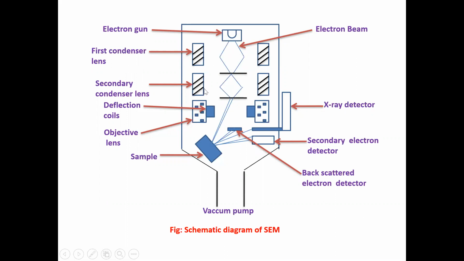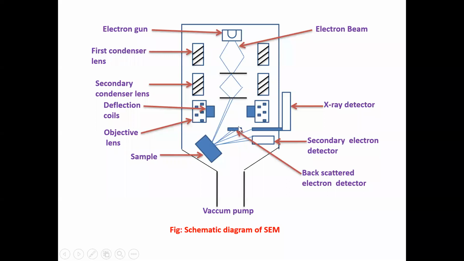Okay, this is the first and second condenser lens. Then here are the deflection coils. And the objective lens has a very important role: it deflects your beam onto your sample. This is your sample, and the beam is deflected onto it. After these deflections we can recognize the different kinds of phenomena or signals.